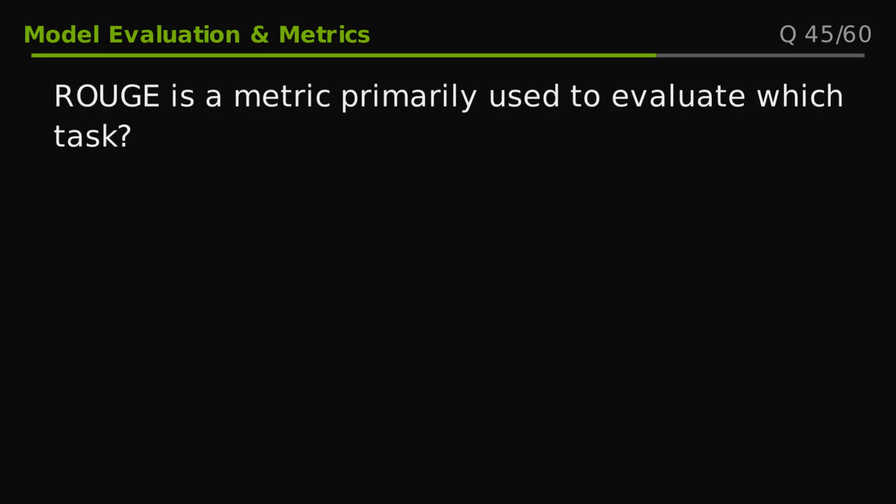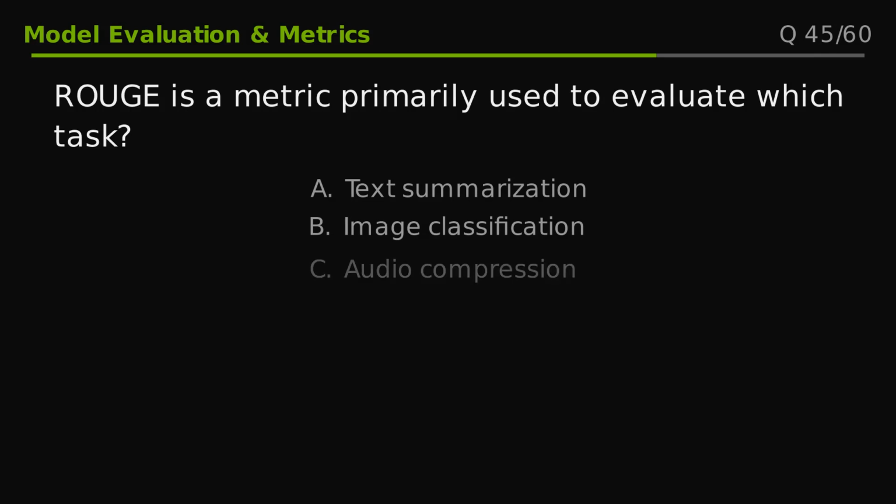Question 45. ROUGE is a metric primarily used to evaluate which task? Option A. Text summarization. Option B. Image classification. Option C. Audio compression. Option D. Database indexing.